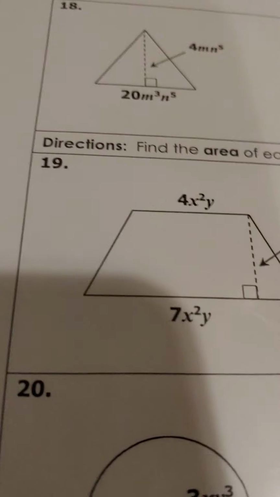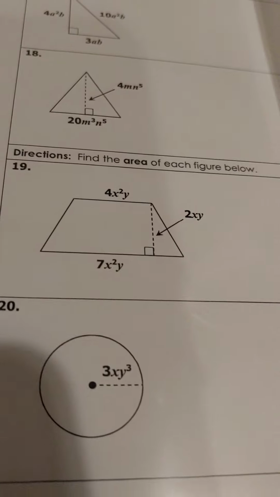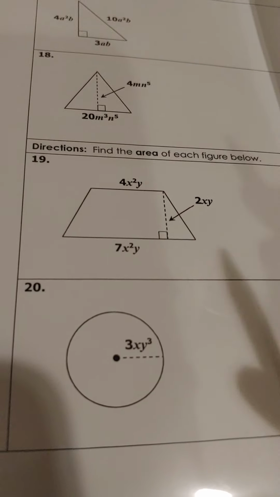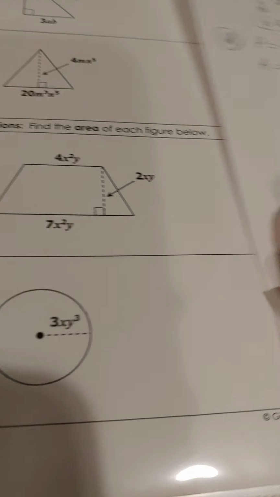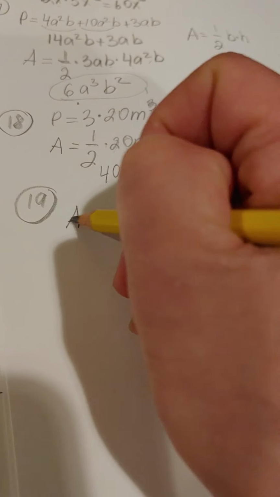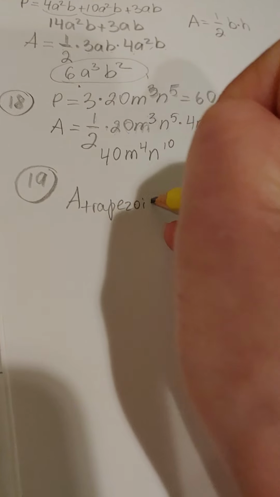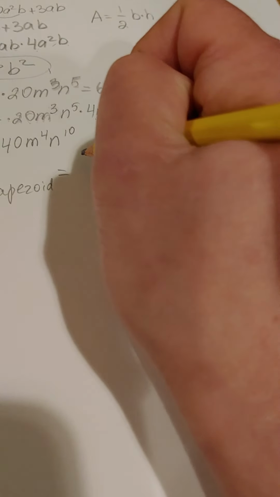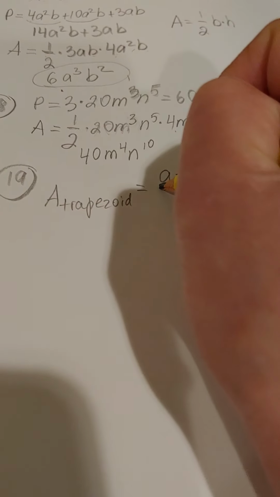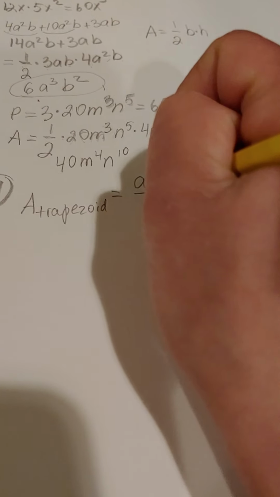So now number 19, we just have to find the area of this trapezoid. So I'm going to remind you real quick that the area of the trapezoid is the sum of two bases, so base 1 plus base 2, over 2, divided by 2 times height.